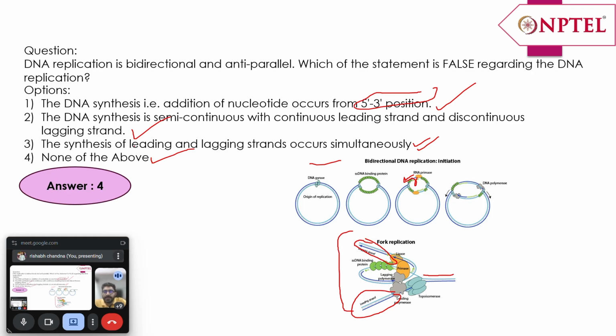And the last one, the synthesis of leading and lagging strands occurs simultaneously. Yes, this is also correct because the DNA polymerase has two polymerase domains. One domain synthesizes the leading strand, and the other synthesizes the lagging strand. So both occur simultaneously. So the correct one is none of the above, that means all of the options are correct. Any doubts in this particular question?